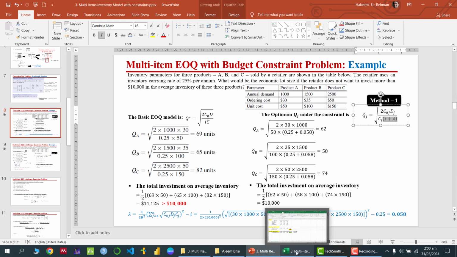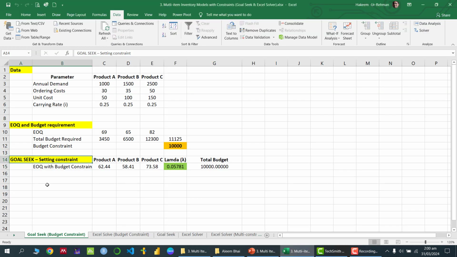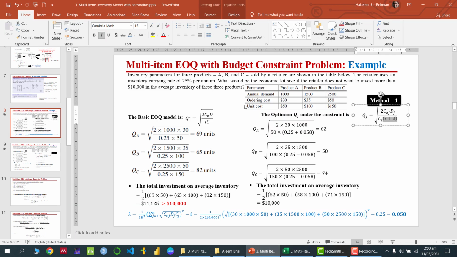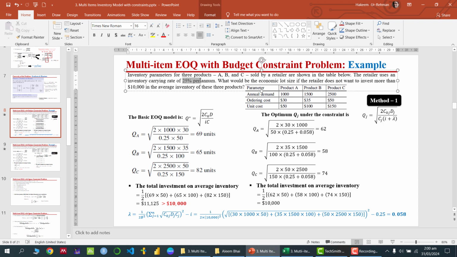For that, first of all, we are going to enter the data in Excel. This is the data we have entered. So these are basically three products. The annual demand is given, the ordering cost is given, the unit cost is given, and the carrying rate is given. This is the carrying rate.